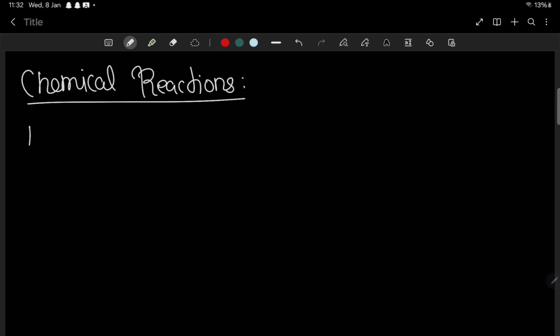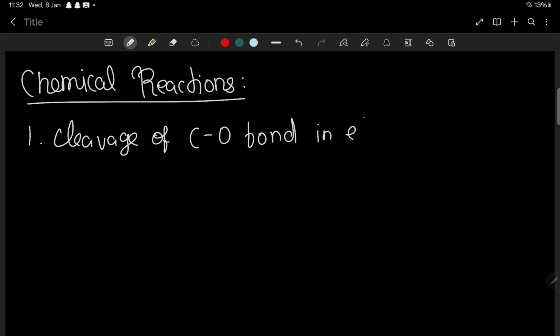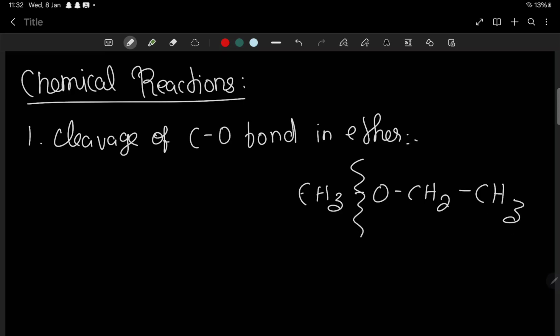Cleavage of the C-O bond in ether. That is this bond, CH3 O CH2 CH3. If I am cutting this bond, those are the reactions being discussed here.